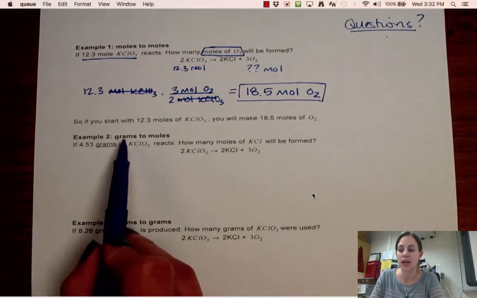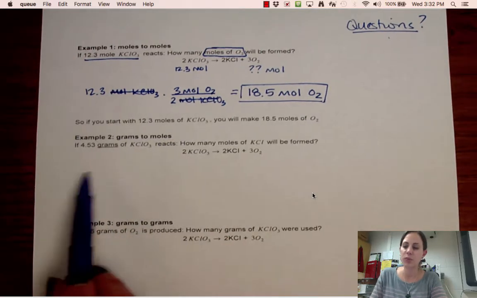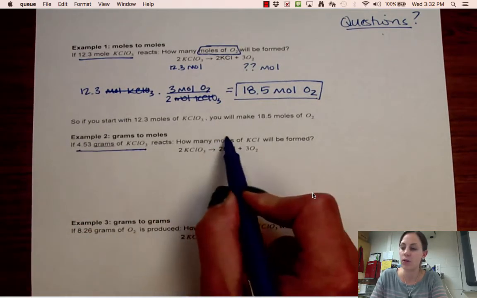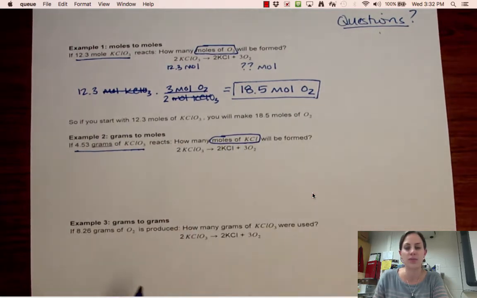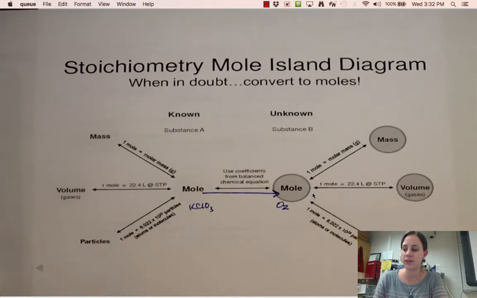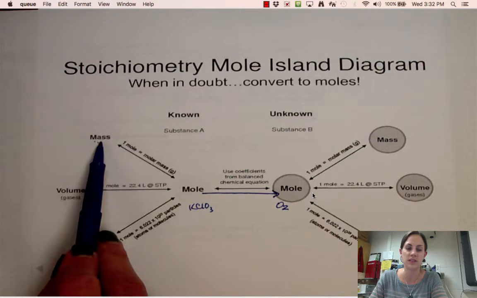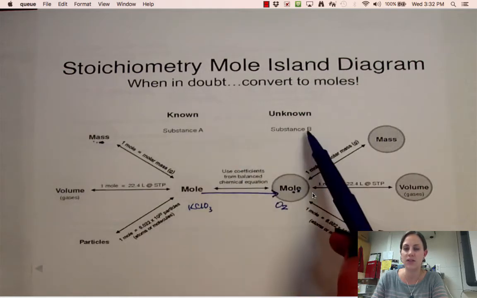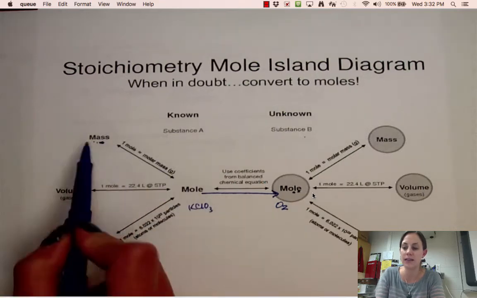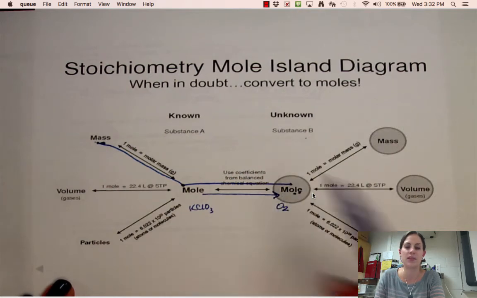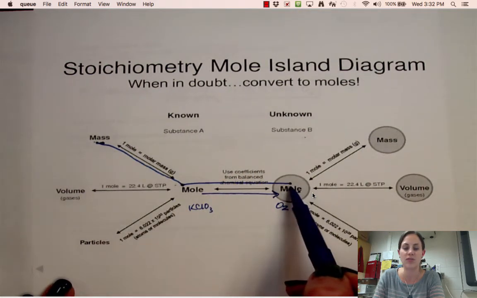This time I'm going from grams to moles. If 4.53 grams of KClO3 reacts, how many moles of KCl will be formed? Let's look back on the mole map to see where I'm starting. This time I'm given grams of a known substance. So I'm starting here at mass. I need moles of an unknown substance. Like A and B are different things. So I have to get from mass to moles over to moles of something else. So that's my pathway that I'm going to follow.